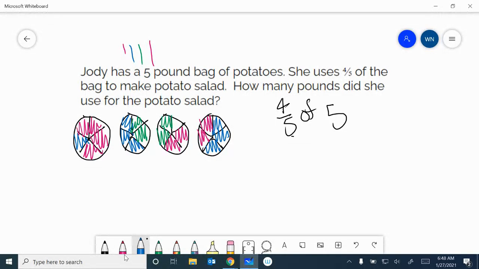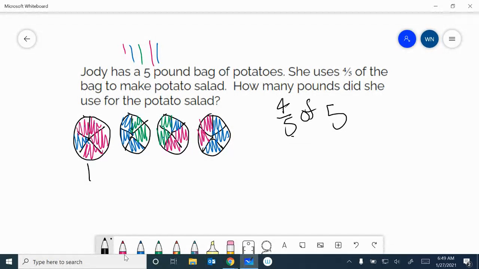Uh-oh. Let's make sure we counted those correctly. 4/5 5 times. 1, 2, 3, 4. 1, 2, 3, 4. 1, 2, 3, 4. Ooh, I bet y'all caught that I missed that one before I even knew I missed it. So that's my 4th one. So as you can see, I colored in the blue 4 times and the pink 4 times. I just had to move that blue over.